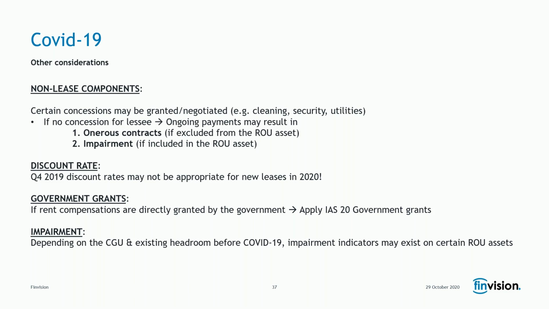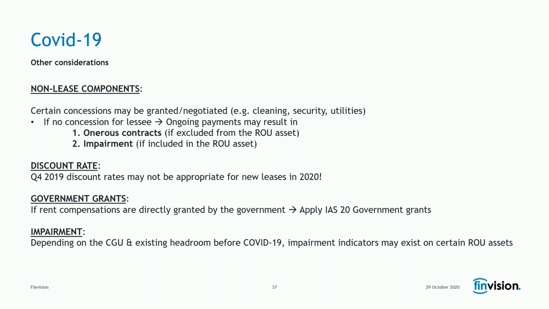And with respect to impairment then, depending also on the cash generating unit and also depending on the existing headroom before COVID-19 was there, there may be impairment indicators on certain right of use assets, also as explained with respect to, for instance, the inclusion of non-lease components in the right of use assets.